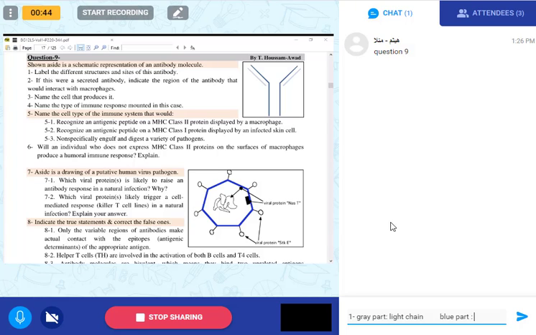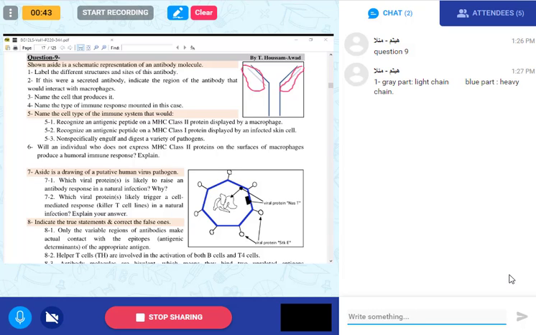Sir, this is the gray, right? Yes. And this is the gray. What do we call these? Sir, they are lymphocytes, but I forgot the name. They are the antibodies, but part of the antibody. So the small pieces are called light chain and the large blue pieces are called heavy chain.